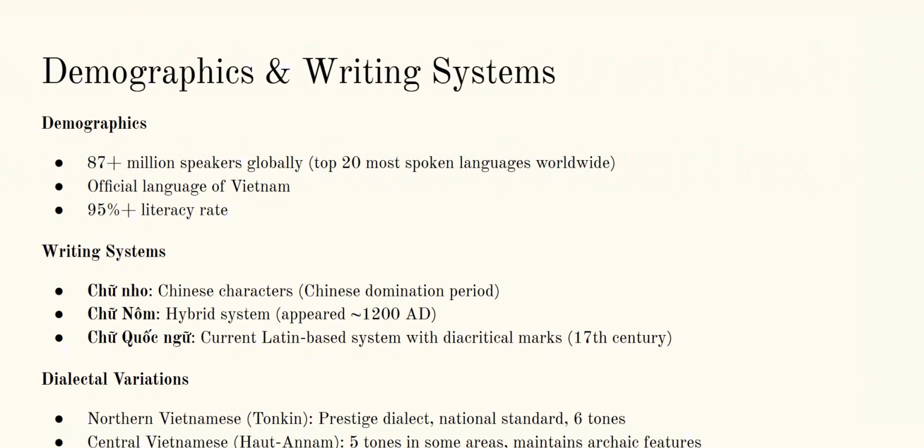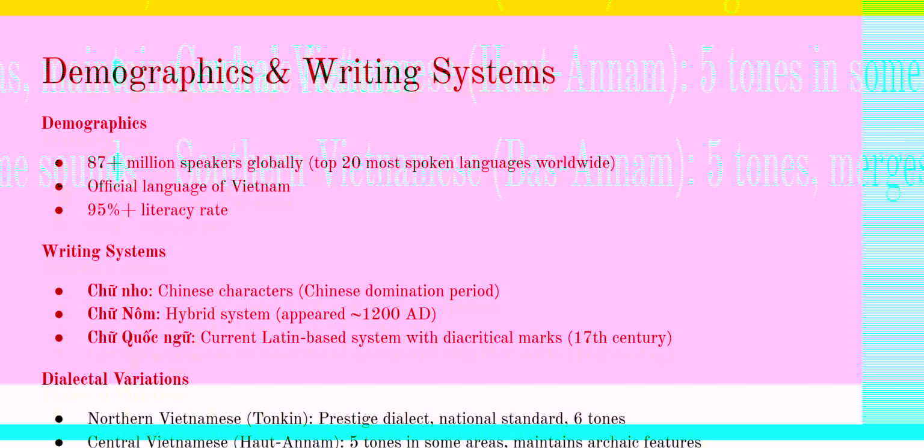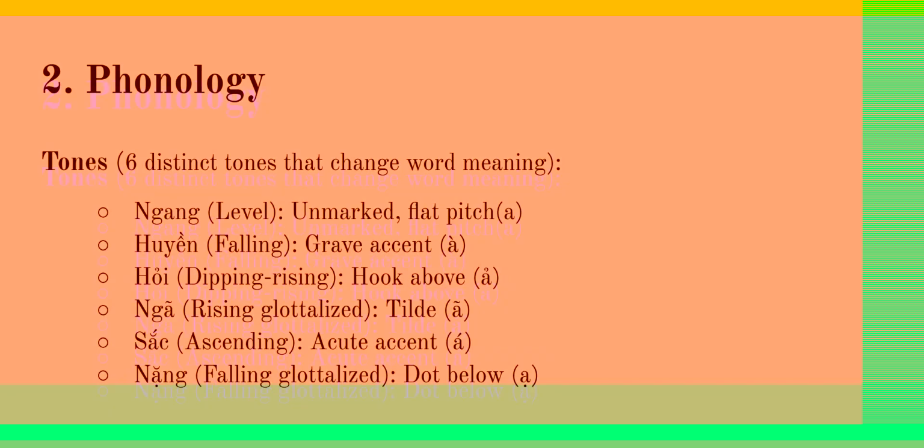In southern Vietnamese, like the Bas Anam region, we have five tones and some of them merge into one, like two of them merge into one. So if we talk about phonology, we have six tones, like we previously discussed: Nagang, a totally flat pitch tone, and Yuin, a falling tone with a grave accent.